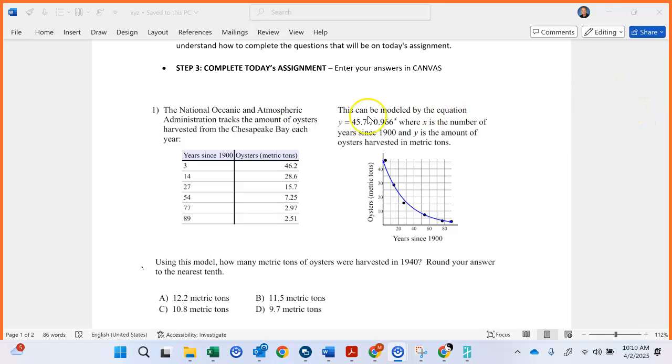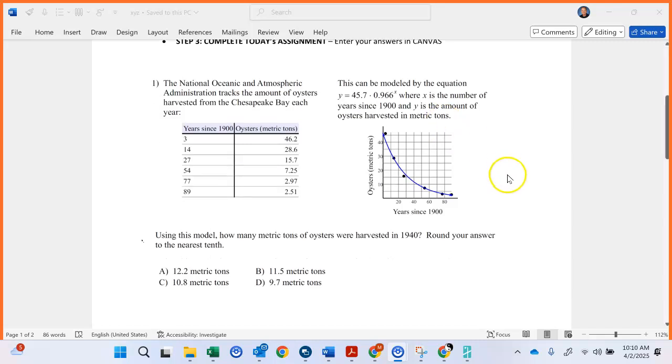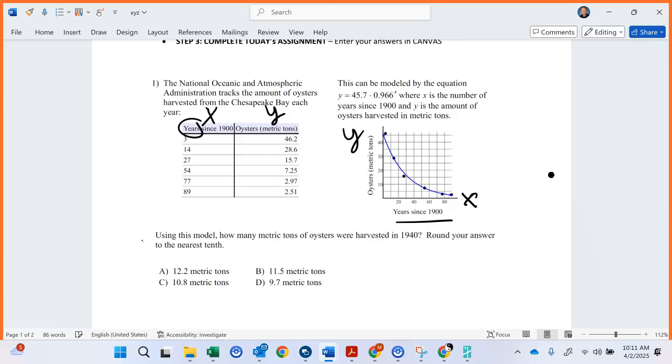Now we're given a model that models that data, listed with the 45.7, and then X is the number of years since 1900, and Y is the amount of oysters harvested. I think the first thing in doing these kinds of questions is keeping track of what the independent and dependent variables are. X is the first column, the years. The second column is the amount of oysters, so that'd be the Y. You're also given a graph, right? Years since 1900 would be the X, and the Y would be the oysters in tons.